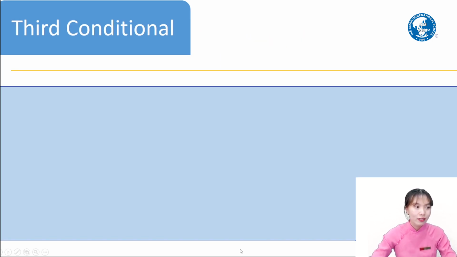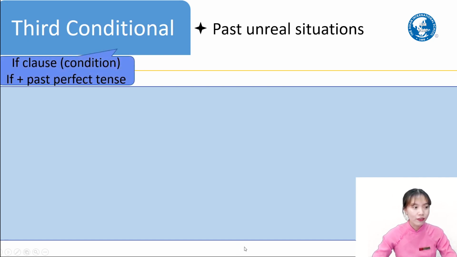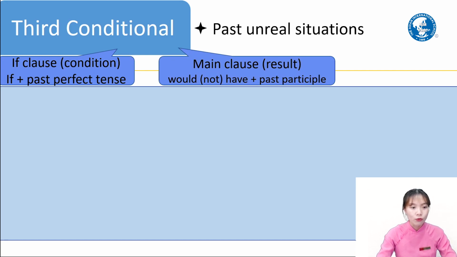So remember, the third conditional tells us about the past unreal situations. The main verb in the if clause is in the past perfect tense, and the main verb in the main clause is formed with would, have, and past participle. Now let's do some exercises for the third conditional.